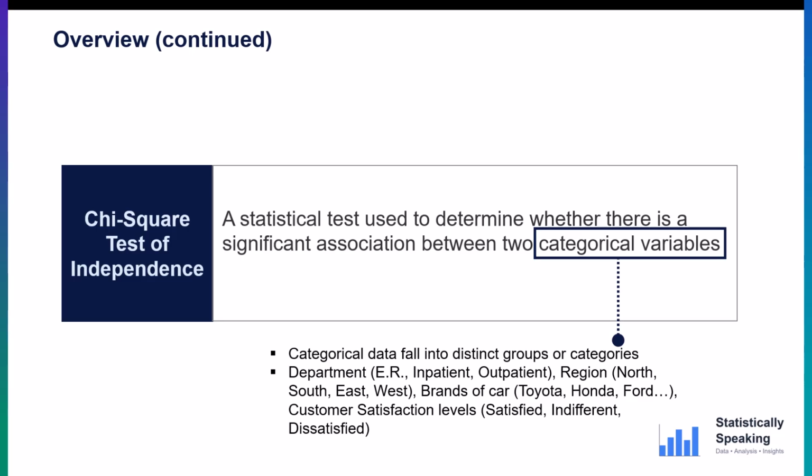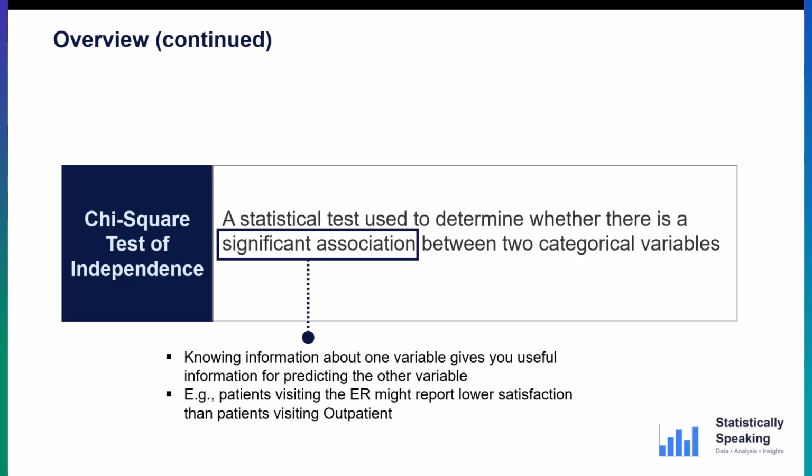Let's also understand what the phrase significant association means. It means that knowing information about one variable would give us useful information for predicting the other variable. So we'll use our example to illustrate this. Patients visiting ER, for example, might report lower satisfaction level than patients visiting the outpatient department. So knowing which department a patient goes to can help us predict the satisfaction level of that patient.